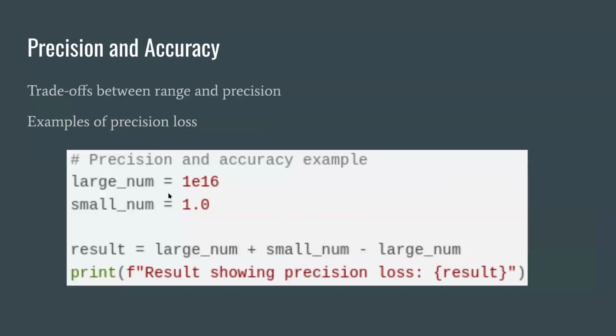And we have a Python example to demonstrate this precision loss in floating point arithmetic. We have a very large number and a very small number. Adding the very large number and the small number, and then subtracting the large number, will give you a result that has a loss in precision. Highly encourage you to try this out.